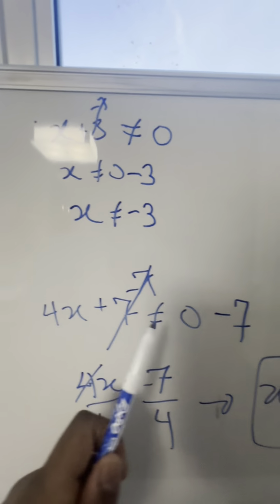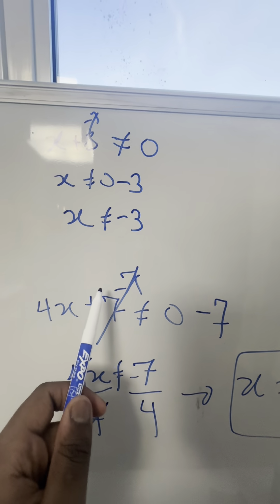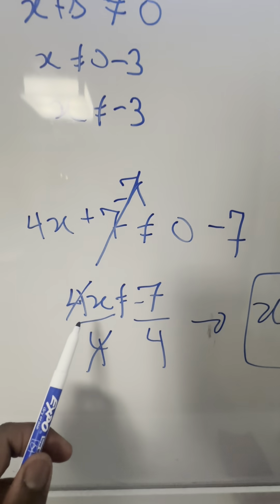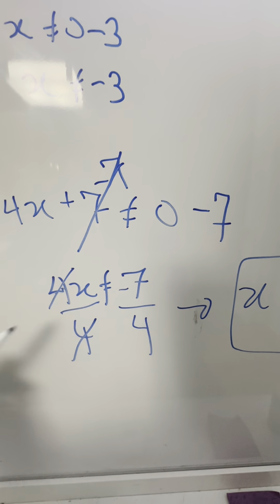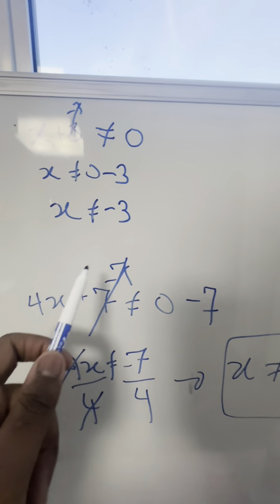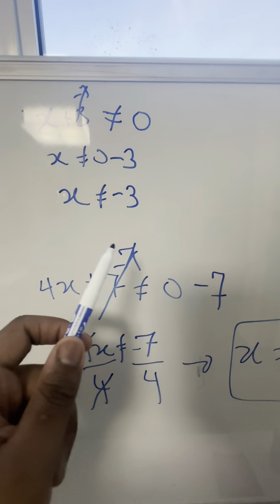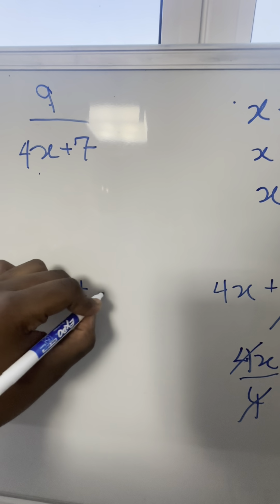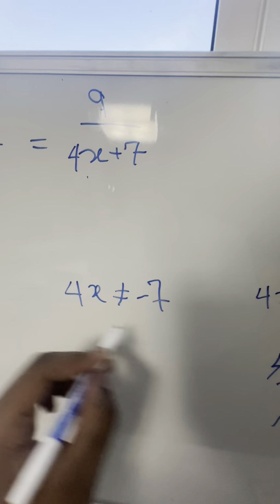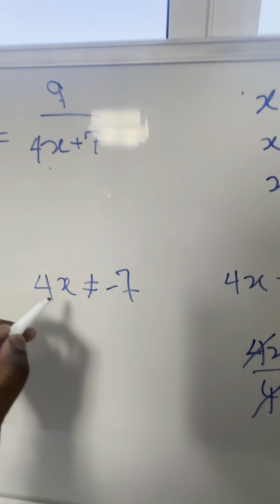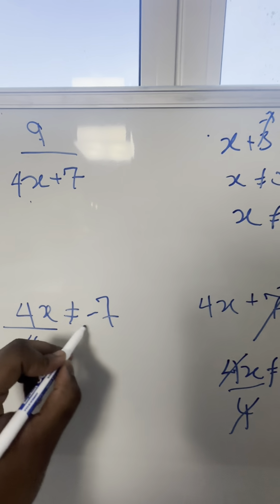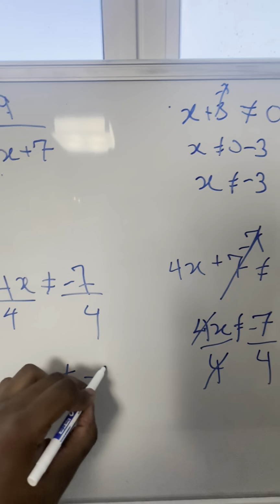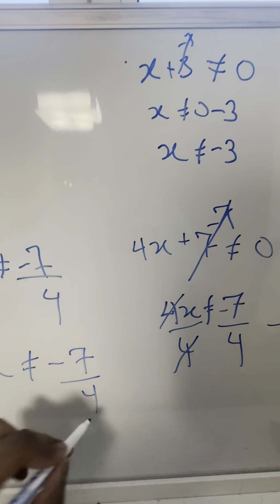Because remember, you subtracted the 7 on this side, and then you were left with this. Once you subtracted the 7 from this side, you were essentially left with 4x cannot equal minus 7. You want to isolate for the x, so you divide both sides by 4, which is how you get x cannot equal negative 7 over 4.